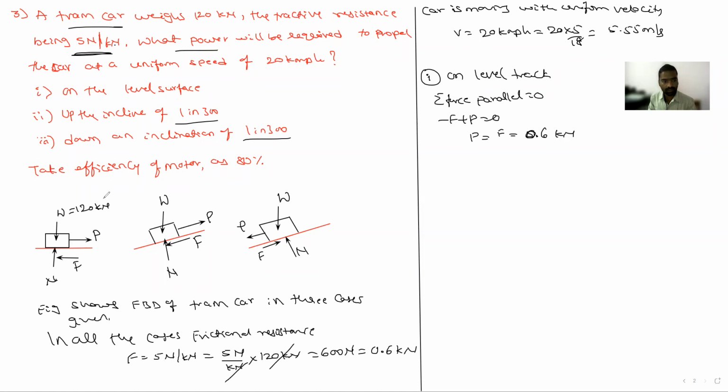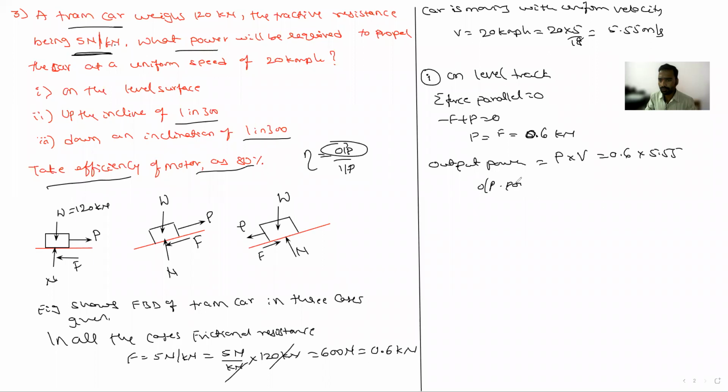Okay. Next. He has given, take the efficiency of the motor as 80%. What is efficiency? Output upon input. Correct? So whenever he has given the efficiency, you should first find out the output, and afterwards calculate the input. So output power is equal to P into V. First of all, you should find out power. What is P? Whatever you have calculated, that is P. What is V? 5.55. So 0.6 into velocity 5.55. How much are you getting? Output power is 3.33. This is in kilonewton, this is in meter per second, so it is kilowatt. Correct? So this is kilowatt.